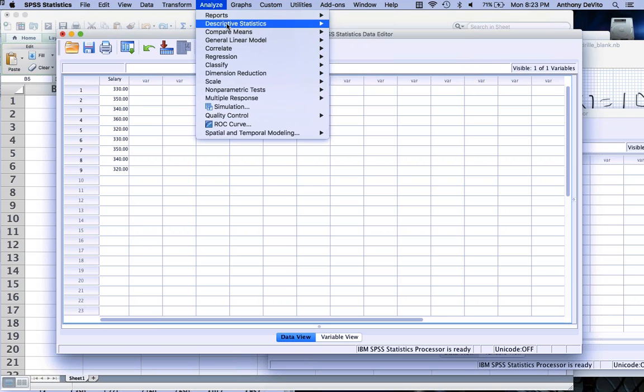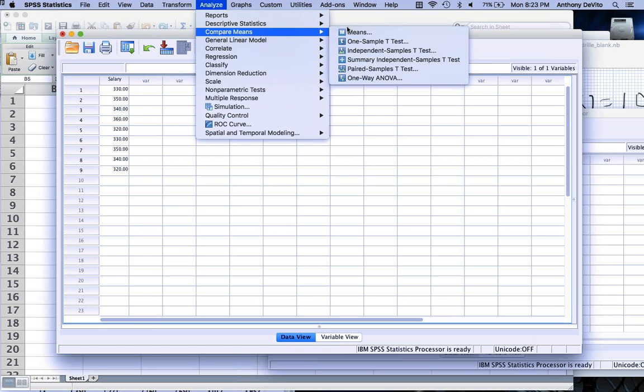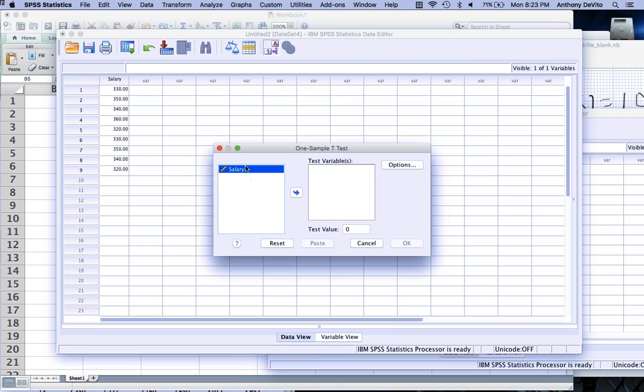We're past the descriptive statistics stuff. Compare means. This is a one sample t-test. We only took one sample. We're comparing it to a specific number. One sample t-test. So we're testing the variable salary, easy since it's the only one there, and we're comparing it to the number 350, right?